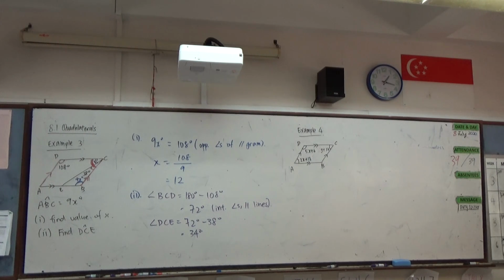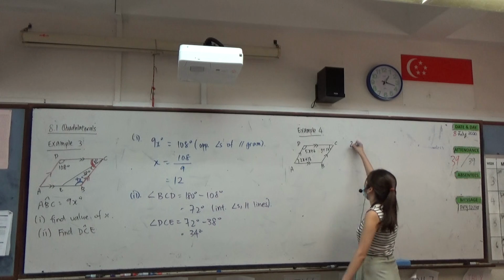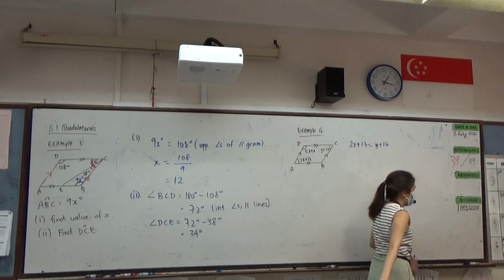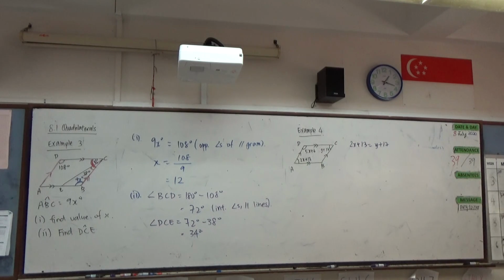5x plus 6. Okay, maybe they are not entirely equal, but they are related. Sorry, 5x plus 6 and 2x plus 13. They are equal, is it? I don't think the diagram looks like they're equal. Okay, so 2x plus 13 equals y plus 17. Why? Because opposite angles of parallelogram.